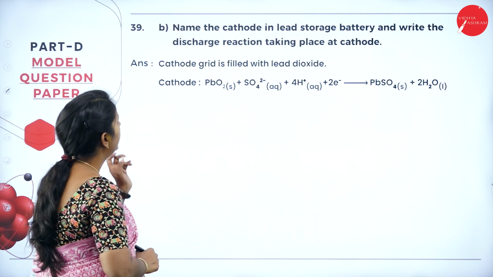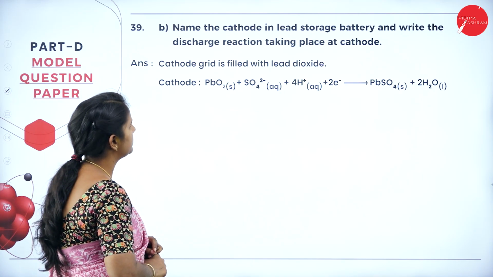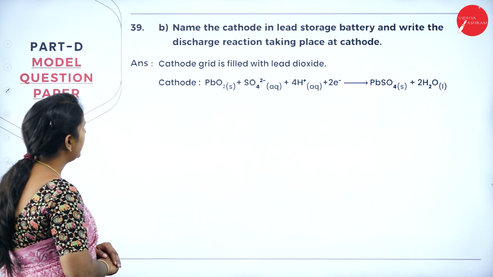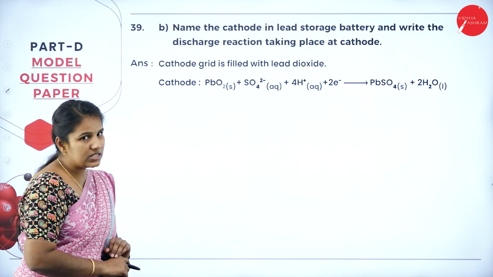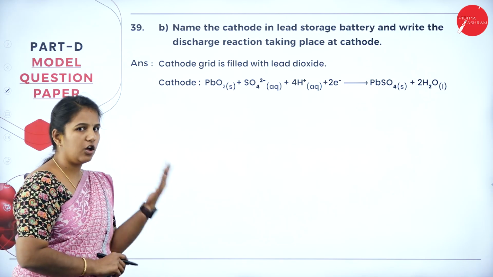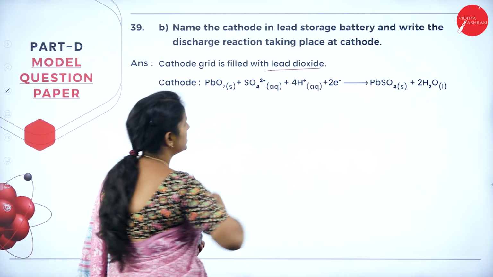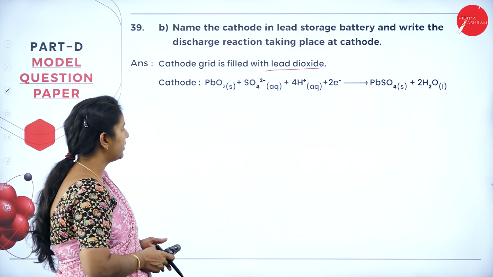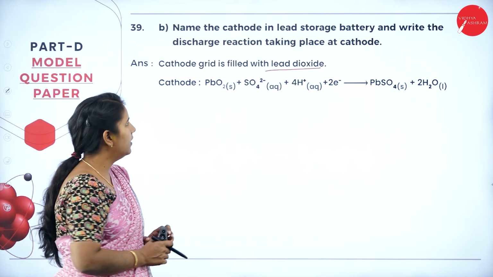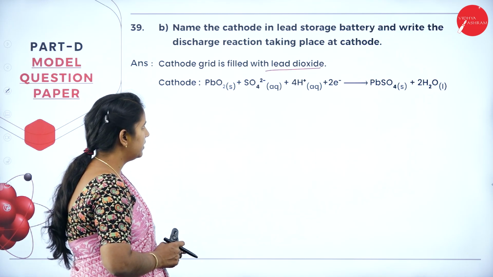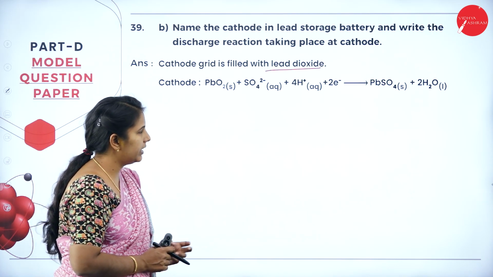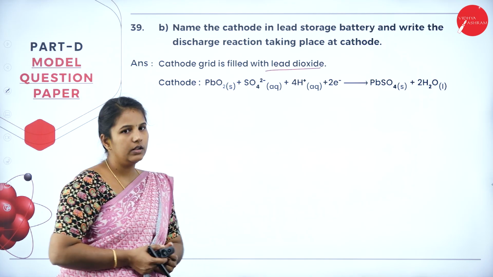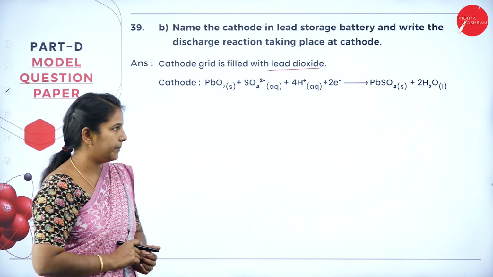Next question. Name the cathode in the lead storage battery and write the discharge reaction taking place at the cathode. So here we know that in the lead storage battery, at the cathode we always use lead dioxide. Lead dioxide is the major cathode. And at the cathode, lead dioxide, in the presence of an acid, gives rise to PbSO4, that is lead sulfate, with the formation of water.